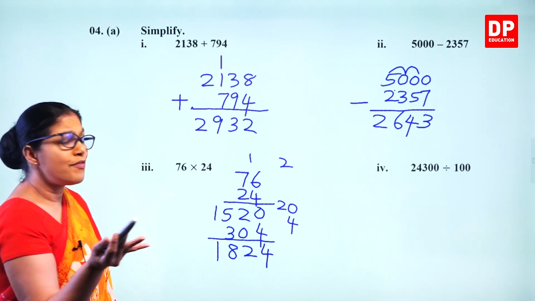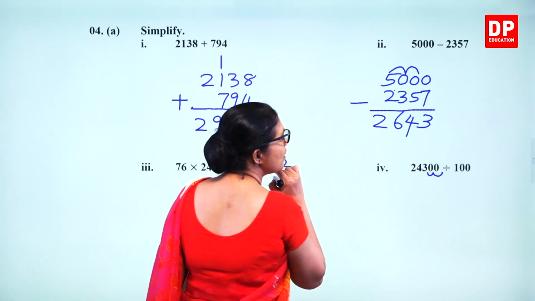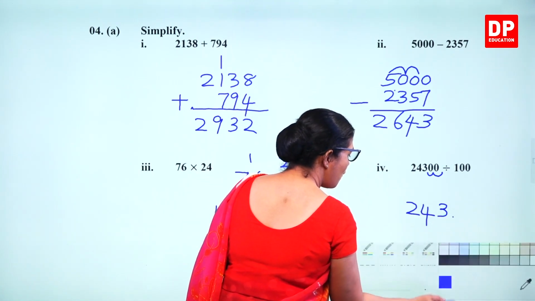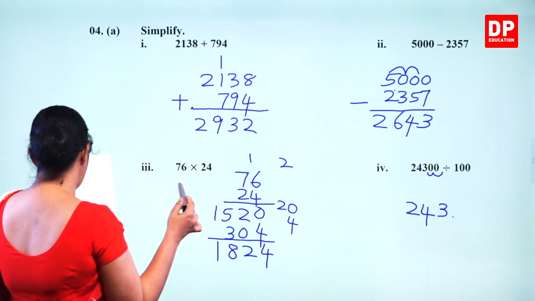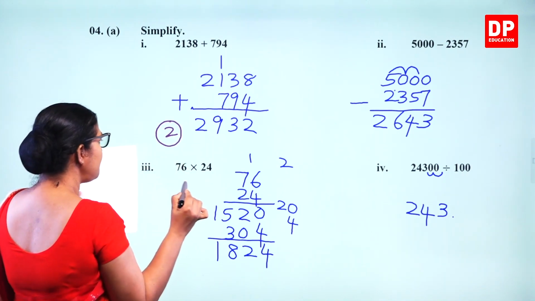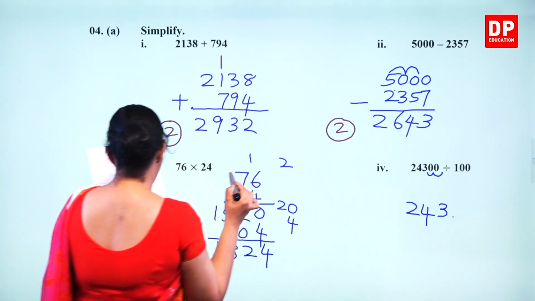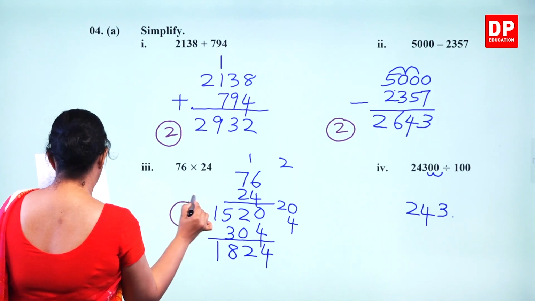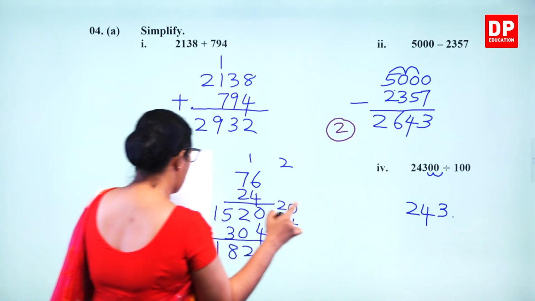24,300 divided by 100. It's so easy. You move the decimal point 2 places to the left. So what's the answer? 243. So let's give marks. 2,932, 2 marks. 2,643, 2 marks. 1,824, 3 marks. And here 243, just 1 mark.